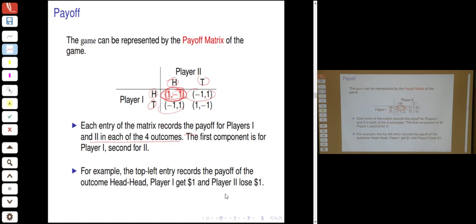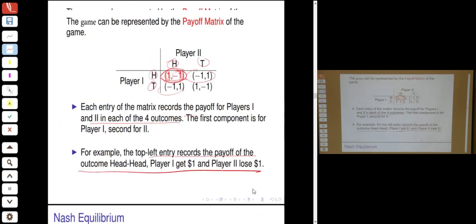So the gain of one is the loss of the other. For example, the top left-hand entry records the payoff of the outcome head-head. Player 1 gets $1 and player 2 loses $1.